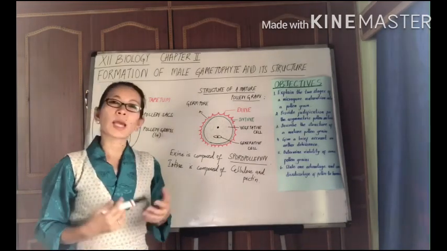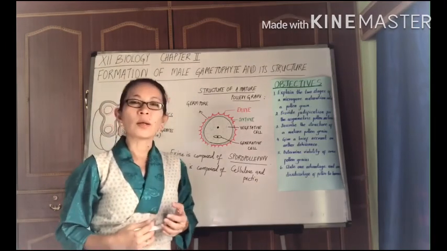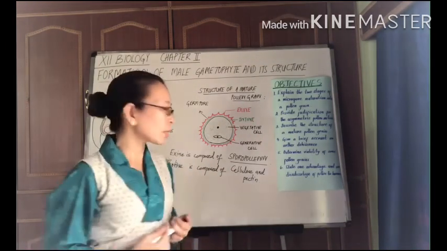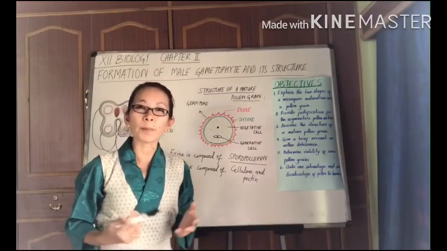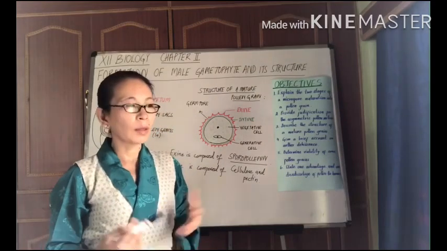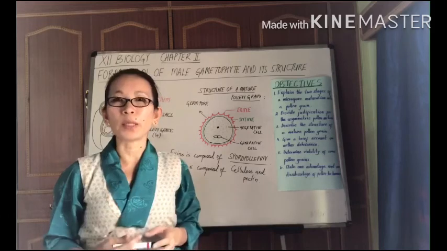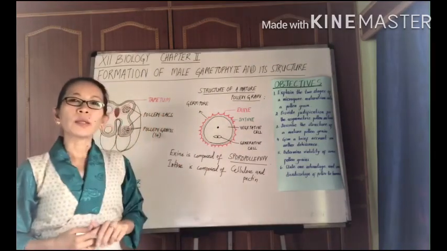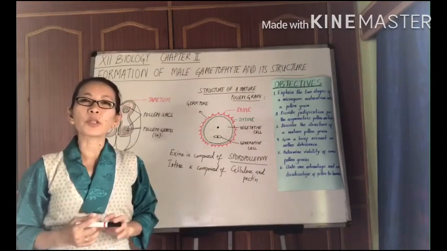Some pollen grains can be very small, around 5 micrometers in size, whereas some can be comparatively bigger, even around 200 micrometers. So this is how we understand the structure of a typical mature pollen grain.